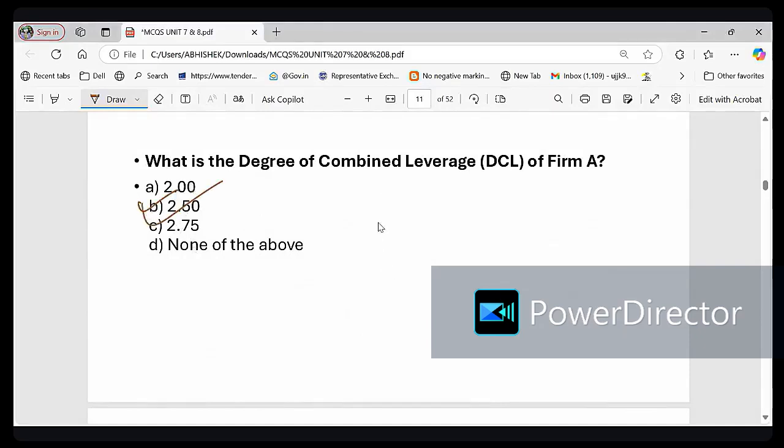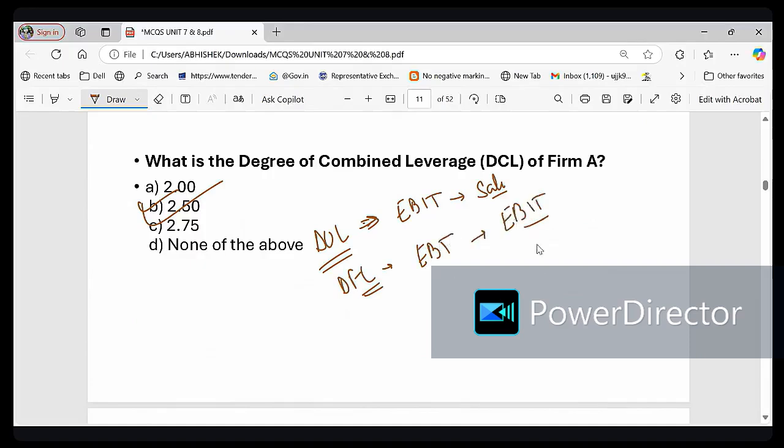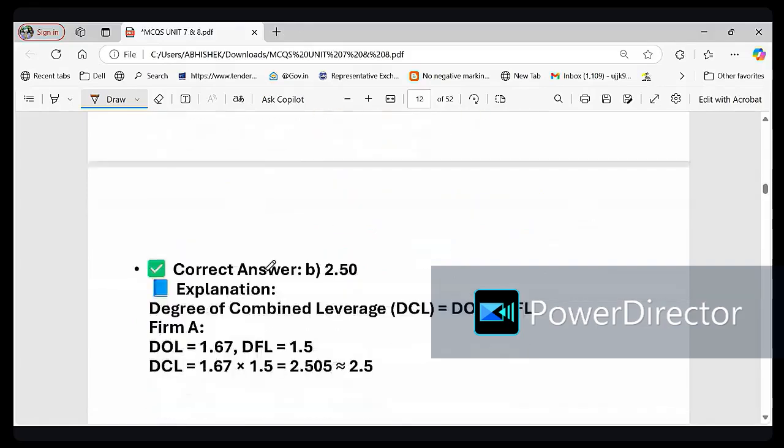So we have just now learned three things. First of all, DOL, the degree of operating leverage. It tells us how EBIT reacts to the change in sales. Then we talk about DFL, degree of financial leverage, which tells how earnings before tax react to the change in EBIT. And when we multiply both of them, we get DCL, so we show the total effect. I hope the concept is clear. We have discussed 5 questions and we know how to calculate them.